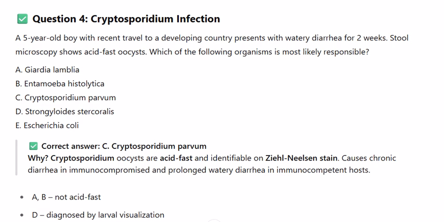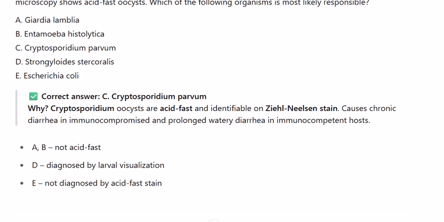Cryptosporidium parvum. Why? Cryptosporidium oocysts are acid-fast and identifiable on Ziehl-Neelsen stain. It causes chronic diarrhea in immunocompromised hosts and prolonged watery diarrhea in immunocompetent hosts. A, B: not acid-fast. D: diagnosed by larval visualization. E: not diagnosed by acid-fast stain.